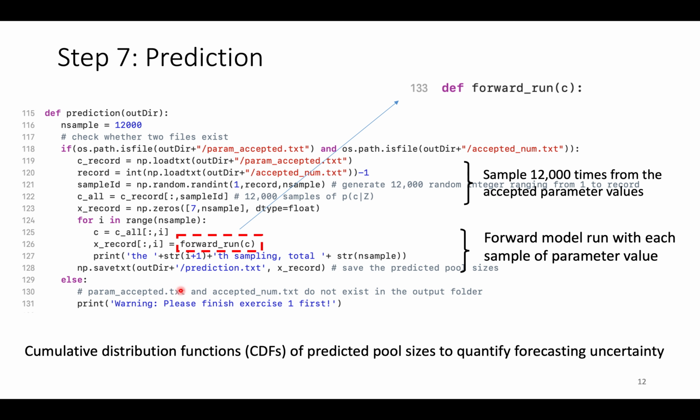Step 7 is to construct the cumulative distribution of predicted pool sizes to quantify forecasting uncertainty. It requires running the forward run module multiple times with accepted parameter values. The first 5 lines are to generate 12,000 parameter value sets from sampling. The following code is to predict 7 pool sizes from 2000 to 2010 using another function, forward run.